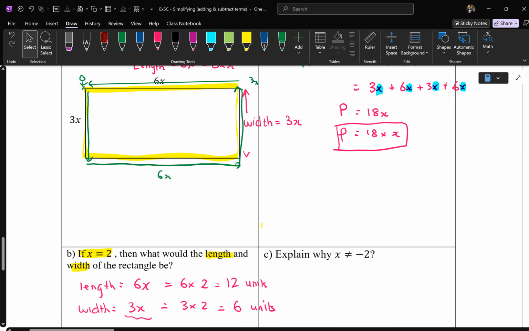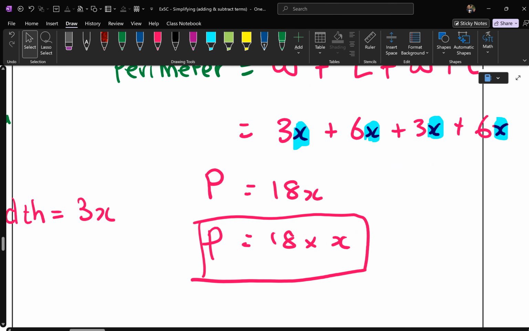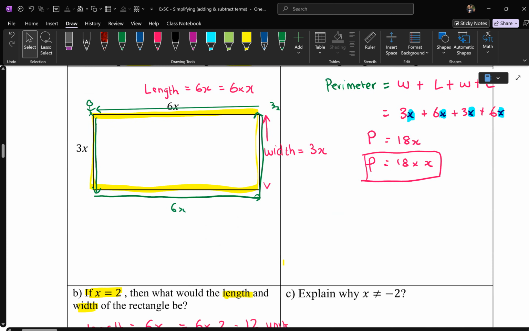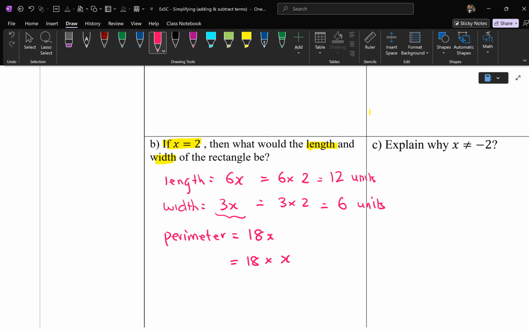Yeah. Because remember, you did the whole simplifying. The whole point of simplifying is so you don't do that step that you would just describe. Instead of doing 12 plus 12 plus 6 plus 6, you simplified it already. Your perimeter was equal to 18x. So 18x just means 18 times whatever x is. Since x is 2, you double it. What's double of 18? 36.